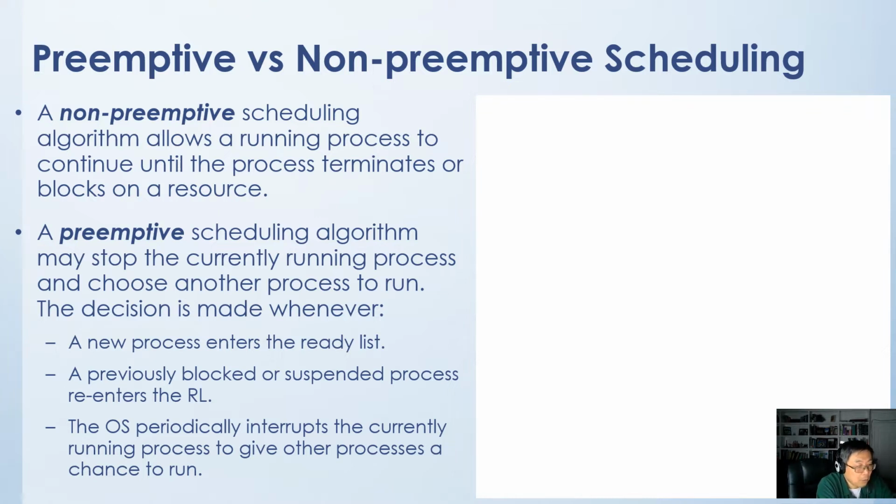Now from Module 2, we learned that an operating system manages the processes using a function called the scheduler. Now, the scheduler function may use two different algorithms. One is called a non-preemptive scheduling algorithm. The other one is the preemptive scheduling algorithm.